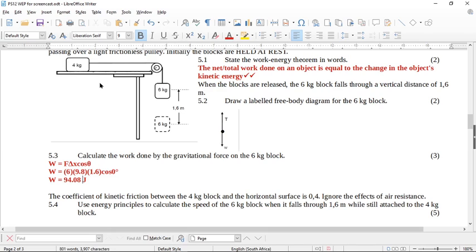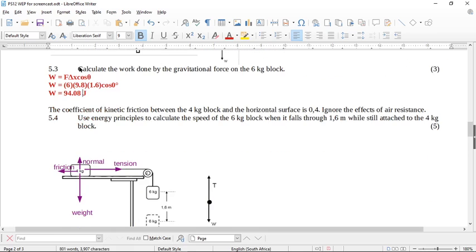So whenever you do these things, remember that if you've got 2 blocks, you need 2 force diagrams. Why do we need force diagrams with this? We need force diagrams with this because the work is based on the forces. So we use the force diagram to figure out the forces, which then allows us to figure out the work.